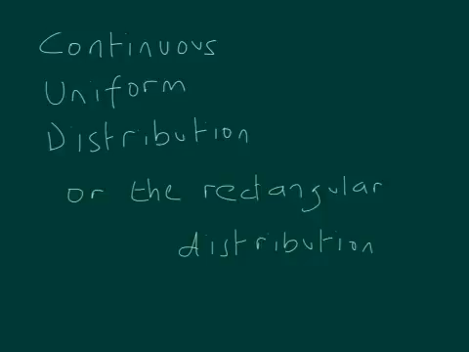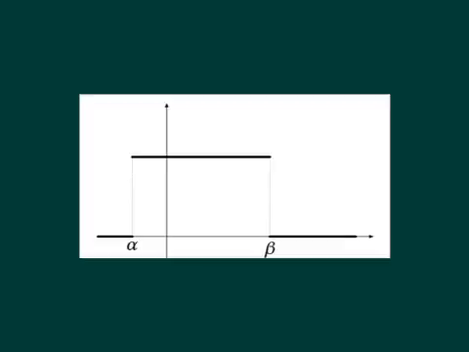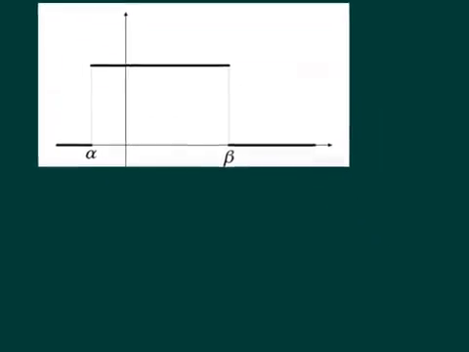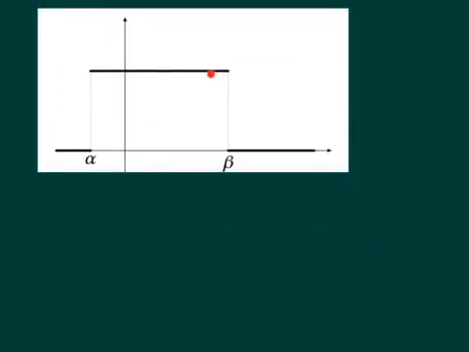This section of work is about the continuous uniform distribution, or the rectangular distribution. And the probability density function looks like this. You can see that the probability remains constant between two numbers, the lowest possible number and the highest possible number. Alpha and beta are often used. So there is no change to the probability of any event happening.